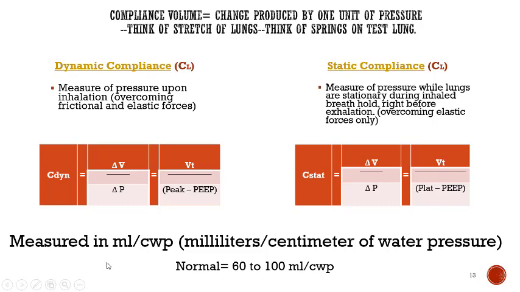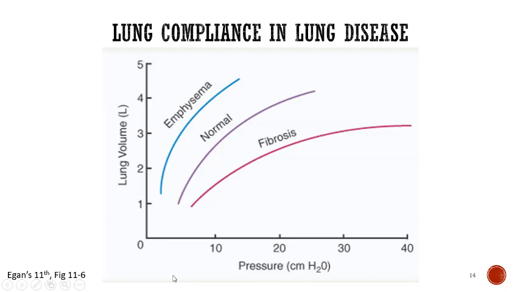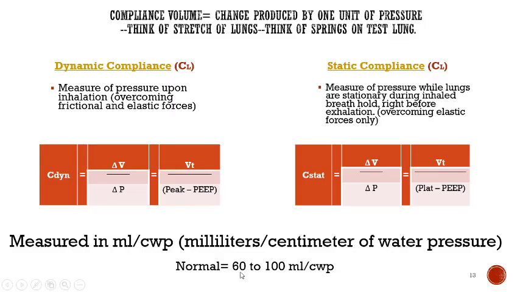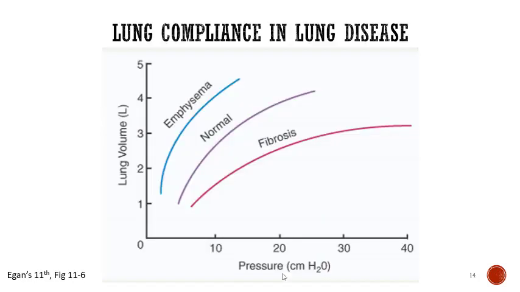The units for this equation are going to be milliliters over centimeters of water pressure. So this is where your milliliters are in your tidal volume, and this is where your centimeters of water pressure are down here, because these are your pressure units. The normal for a healthy lung is 60 to 100 milliliters per centimeter of water pressure. And what that's saying is for every unit of pressure, you should get somewhere between 60 to 100 milliliters of gas. So that would be a normal stretch or a normal compliance.